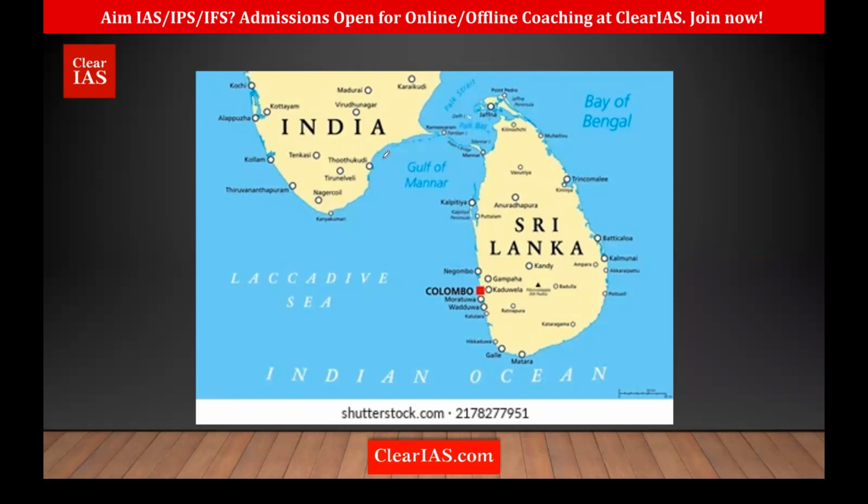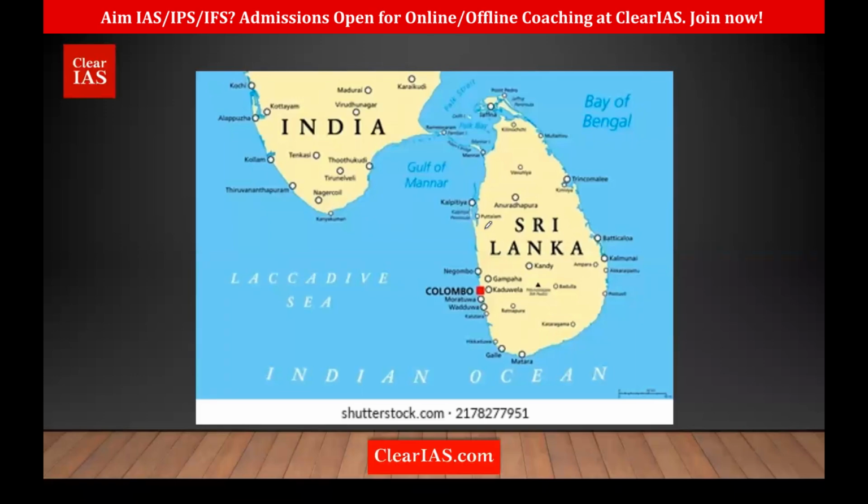Remember, it's not Kanyakumari. Many people get confused. If you're talking about the tip at the bottom, it's not Kanyakumari, it is Rameshwaram. So Rameshwaram is connected to Sri Lanka through Adam's Bridge. And there is a water body, the Palk Strait.